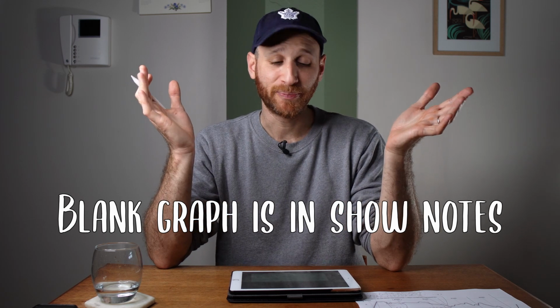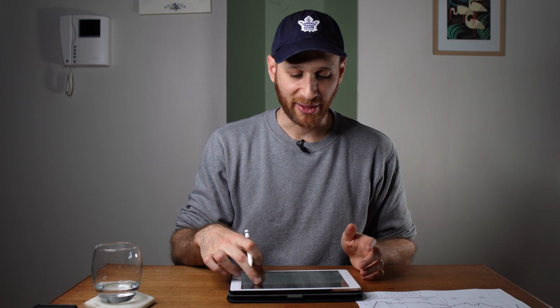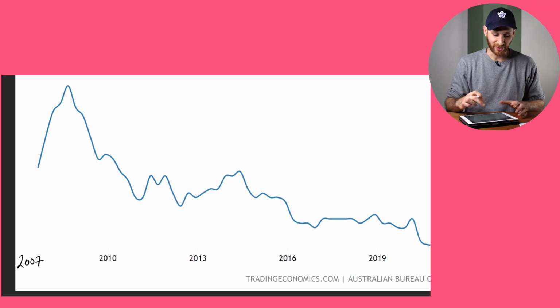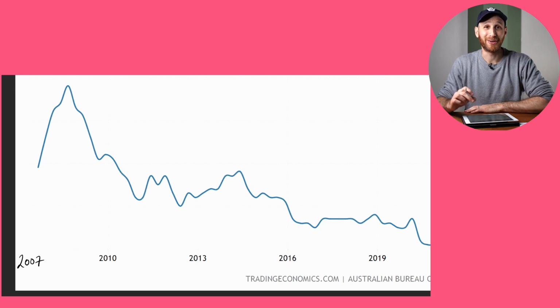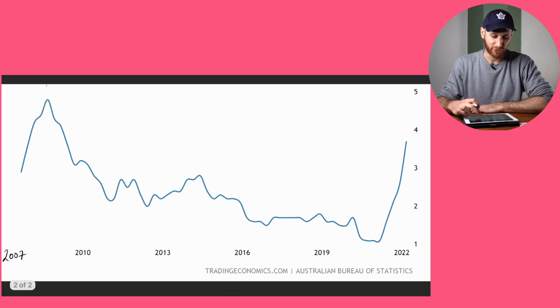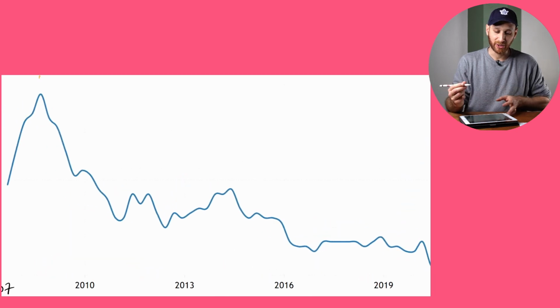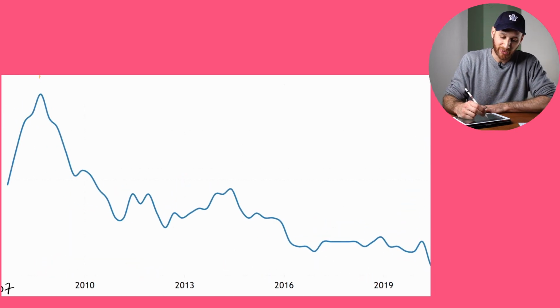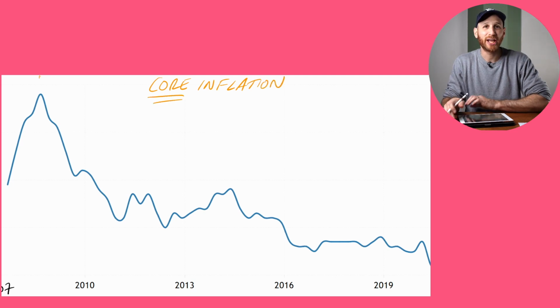Let's get started. So in terms of looking at this graph, what I've done is I've labeled 2007. It wasn't initially on the graph there, and you can see that we go all the way to 2022. I just want to make it clear in terms of this graph that we're very much looking here at core inflation. I'm not looking at the headline rate. My focus is very much on the underlying, because this is what the RBA focuses on.